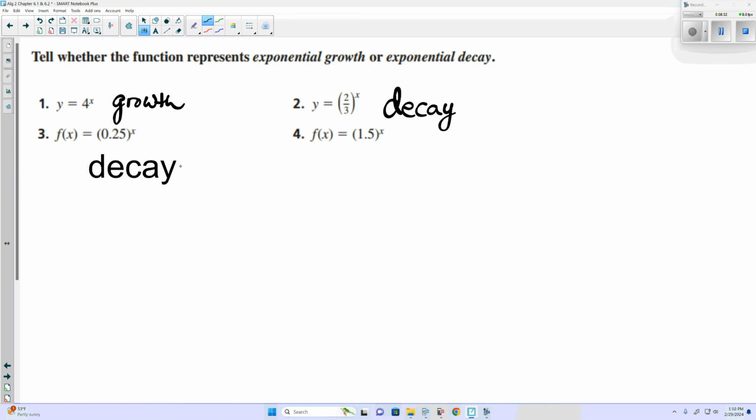is between 0 and 1. Our last one, f of x equals 1.5 to the x. It would be growth, because our base is 1.5, and since it's greater than 1, this would indeed be growth, exponential growth. Questions on these here?